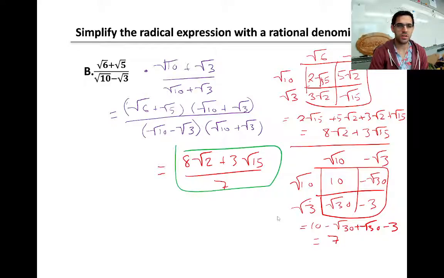One more example here, we have another binomial over binomial. The denominator has 2 radicals. Nothing's going to change for our procedure though. We're still multiplying by the conjugate of the bottom. We're going to do a box for the top, box for the bottom, and we get our final answer. No fraction simplifying to do. 8, 3, and 7 have no common factors greater than 1. So we're done.